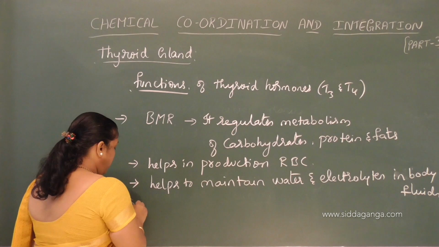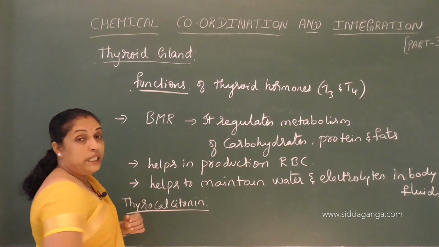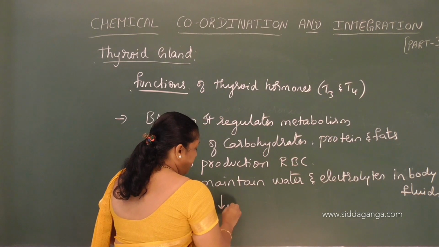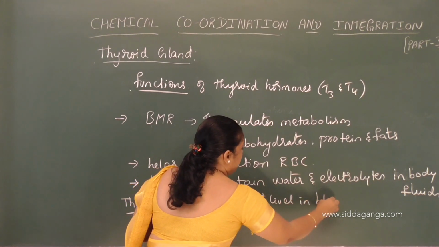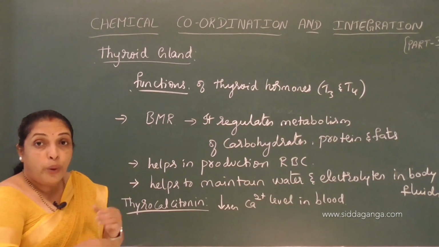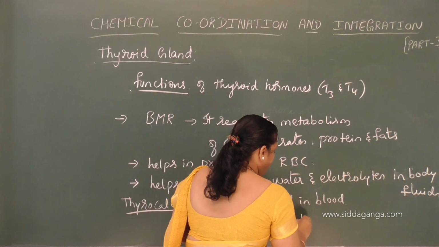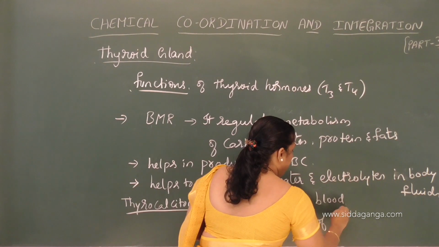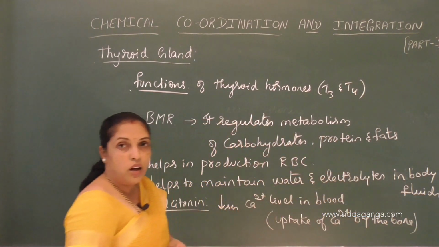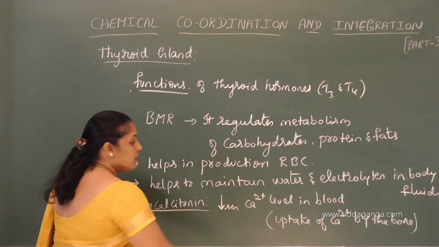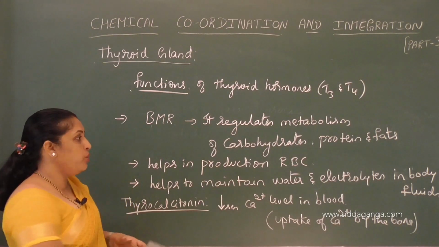Whereas thyrocalcitonin decreases calcium level in blood. How does it decrease calcium level in blood? It allows uptake of calcium by the bones. Bones absorb the calcium present in the blood. In that way, it decreases the calcium level in blood. It is about the functions of thyroid hormones.